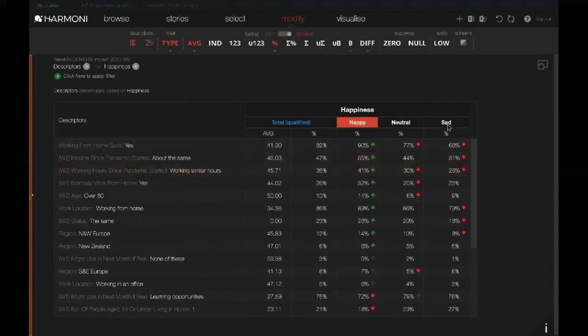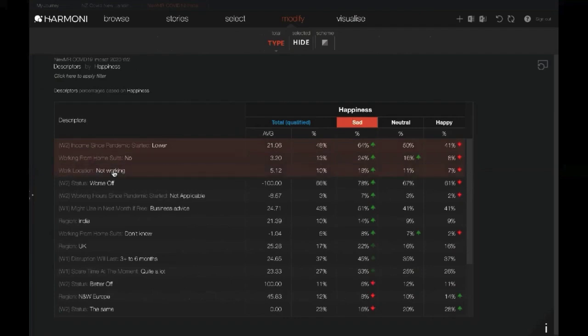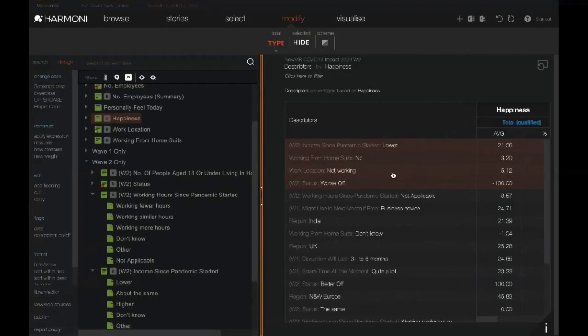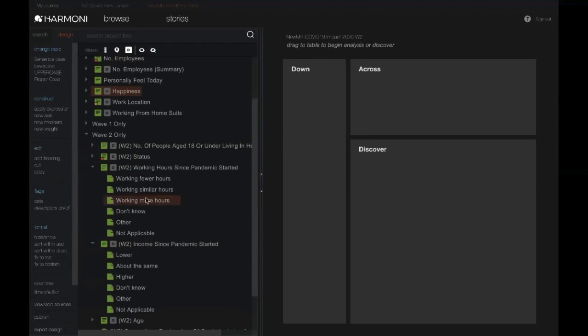On the other hand, what is differentiating our sad colleagues from everybody else is that income is lower. Working from home does not suit, or in fact might not be working at all. And again, here is that worse off that we saw for Australia. So it seems that there's a really strong relationship between working hours, income, and whether or not a researcher is happy. So it got us to thinking. Let's have a look at the relationship between working hours and income separately by region, and then we'll have a look at a combination of the two.